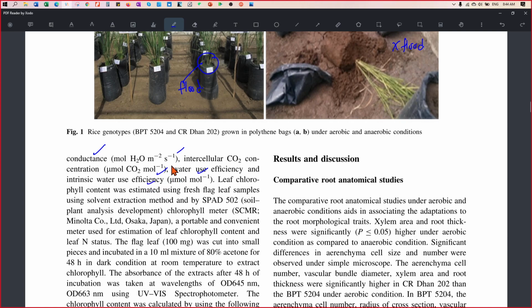Okay, this thing, however, I'll tell you ahead of time, water use efficiency and intrinsic water use efficiency, this is not measured, okay? This is the thing that they should mention here, this is calculated, because these parameters, water use efficiency and intrinsic water use efficiency, are a ratio.